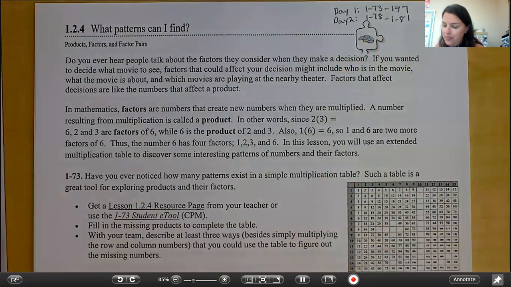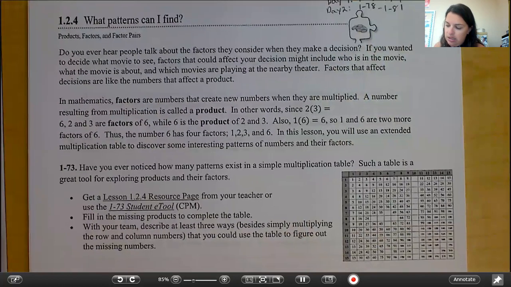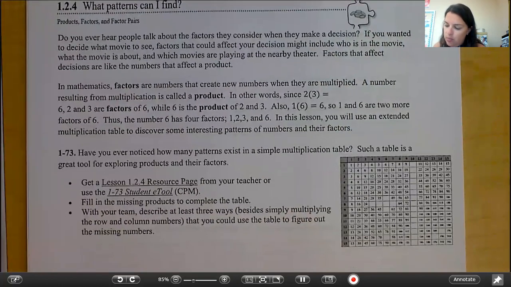So 173. Have you ever noticed how many patterns exist in a simple multiplication table? Such a table is a great tool for exploring products and their factors. Get a lesson 124 resource page from your teacher. Fill in the missing products to complete the table. With your team, describe at least 3 ways besides simply multiplying the row and the column numbers that you could use to find the missing numbers.